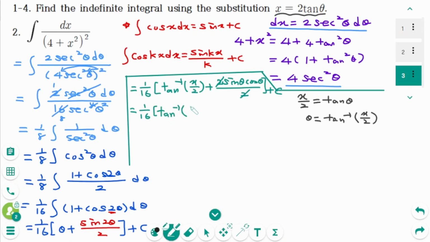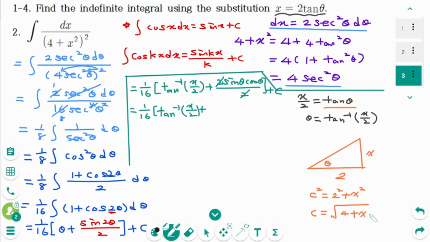arctangent of x over 2 plus, consider the situation where the ratio of the tangent theta is x over 2, then draw the right triangle where the respective angle is theta, then we label x and 2 here, because the tangent ratio is the opposite side over the adjacent side, and use the Pythagorean theorem, c squared equals 2 squared plus x squared, then c equals square root of 4 plus x squared. So the hypotenuse is square root of 4 plus x squared.